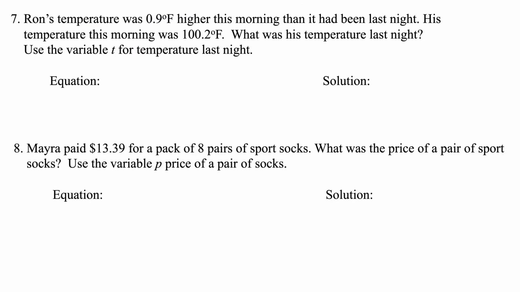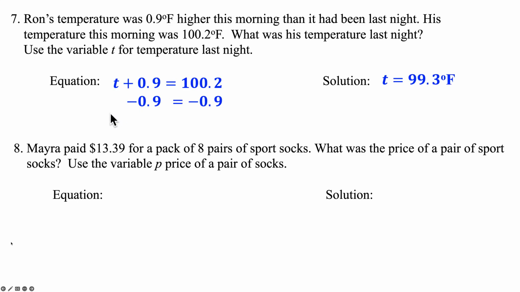All right, number 7, Ron's temperature was 0.9 degrees Fahrenheit higher this morning than it had been last night. His temperature this morning was 102 degrees Fahrenheit. What was his temperature last night? And they want us to use a T. So we start with T, and then the temperature went up to where it's equal to this in the morning. So that's going to be T plus 0.9 equals 100.2. Subtract over the 0.9, 99.3 degrees Fahrenheit.